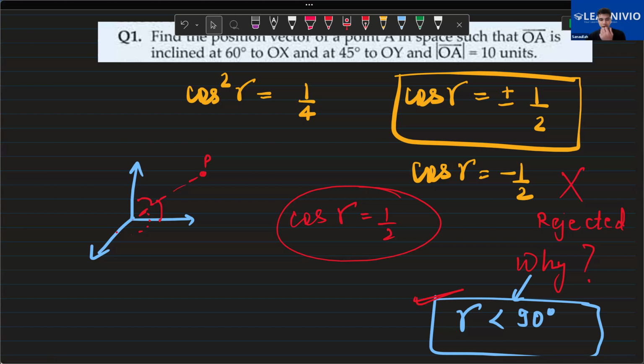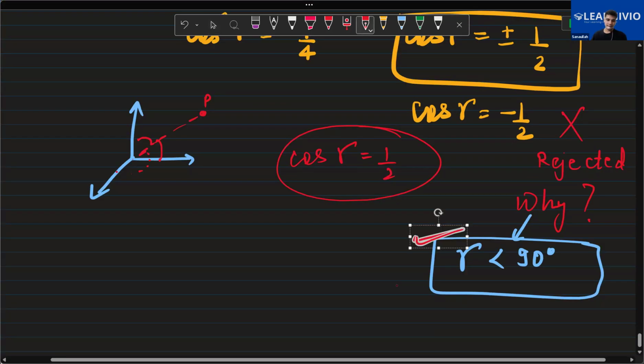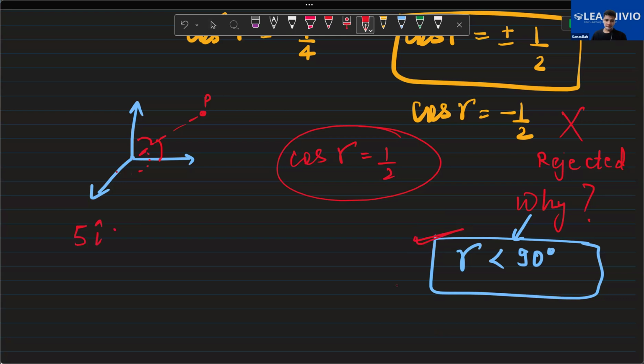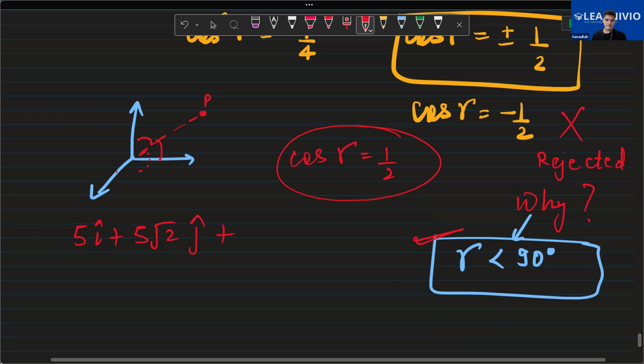What's your answer, Angelina, for this OA vector? 5 i cap plus 5 root 2 j cap plus 5 k cap. Okay. Ali, have you got the answer? 5 i cap plus 5 root 2 j cap. Yes, sir. शामुन आपका है? आपको समझ आया क्वेश्चन कैसे होगा? No, sir. Can you please explain? No, still not.